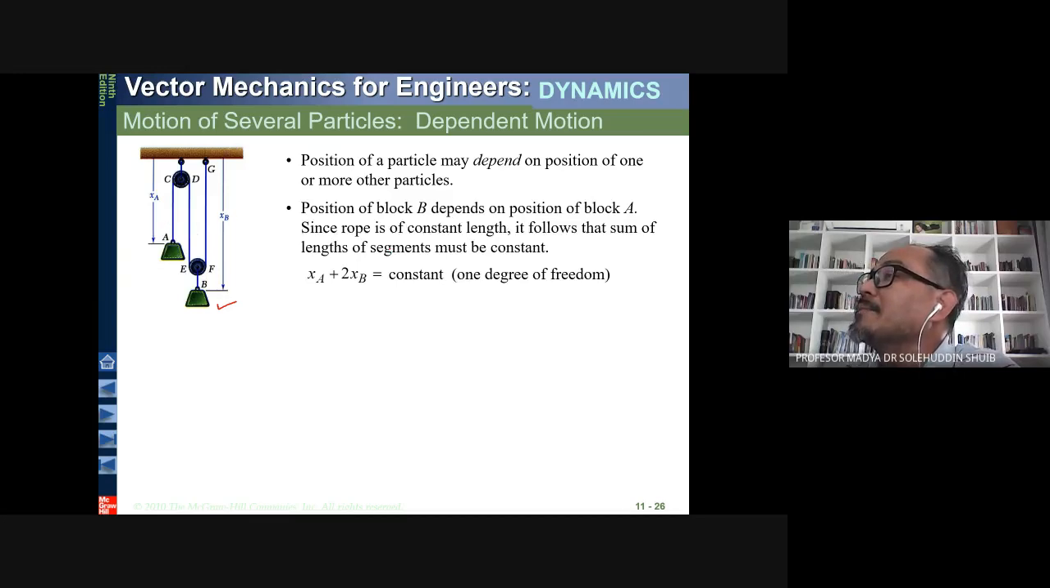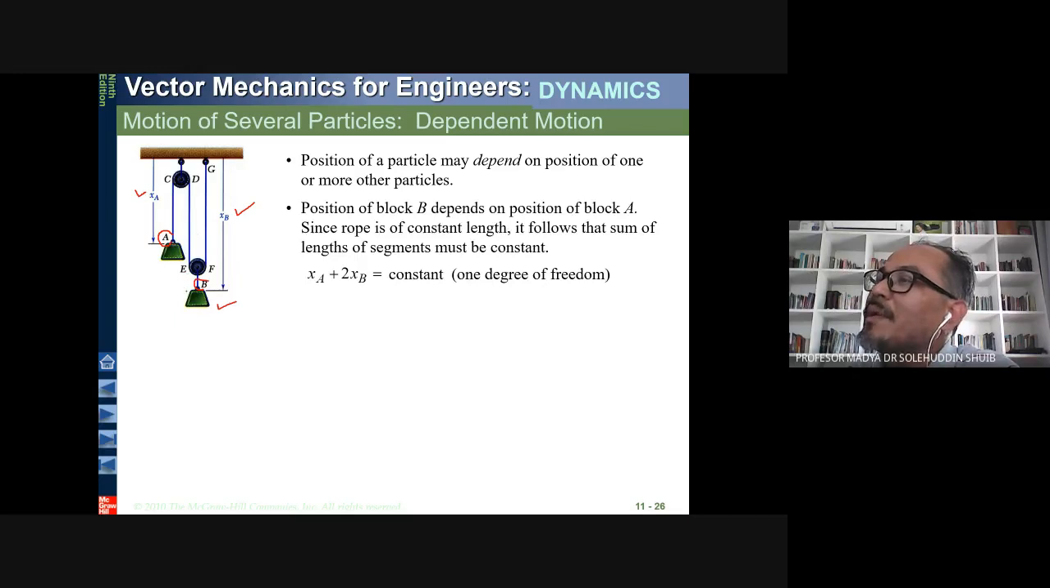And what else I would like to highlight? Okay, this is position A. Block A. This is block A. This is block B. Okay, and then we have here XB and XA.